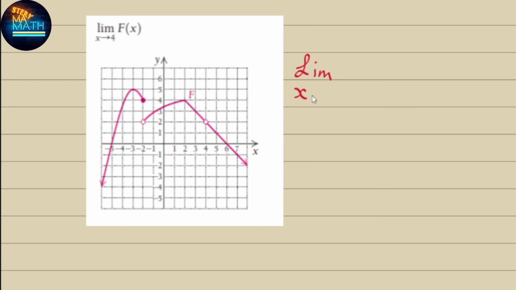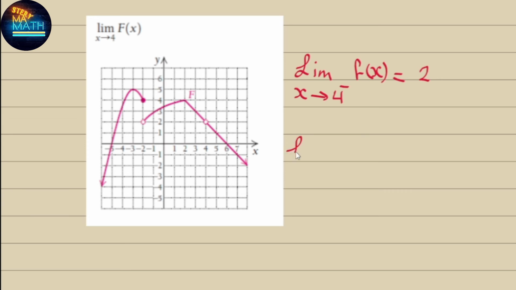Limit as x approaches 4 from the left of f of x. Here from the left, as x approaches 4 from the left, trace the function. The function is getting closer and closer to 2. So the limit is equal to 2.